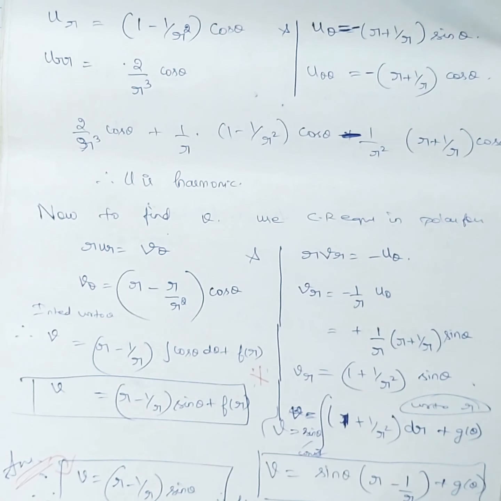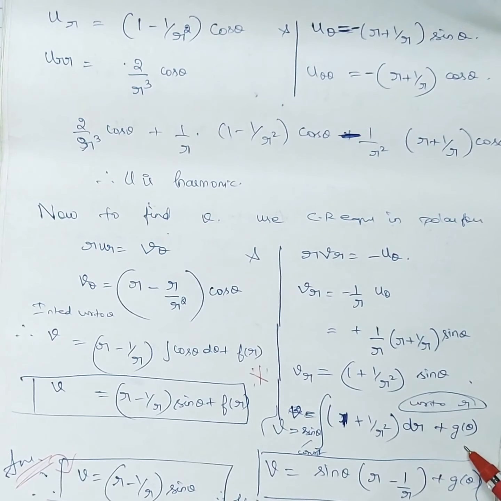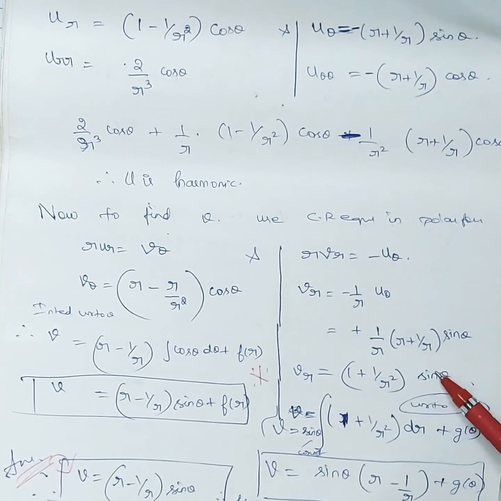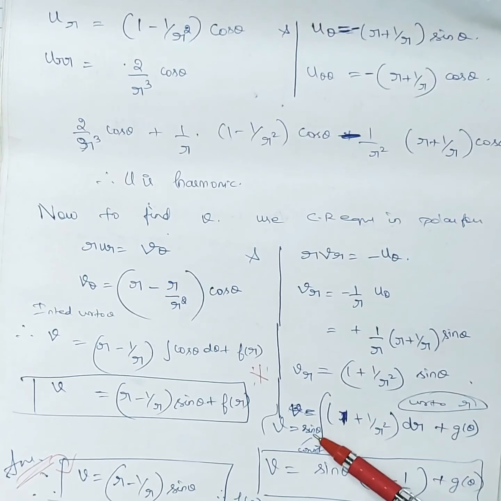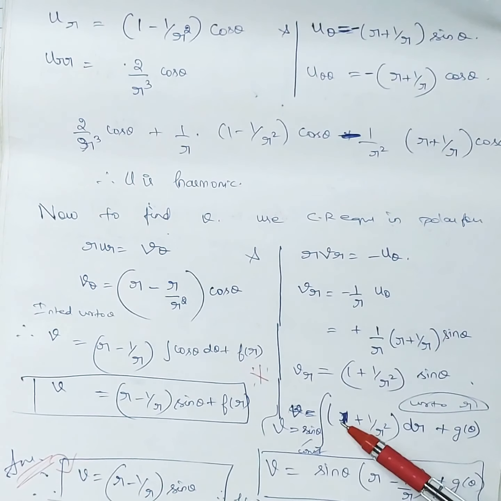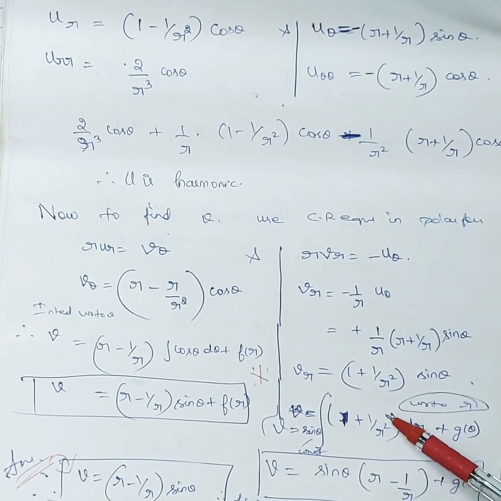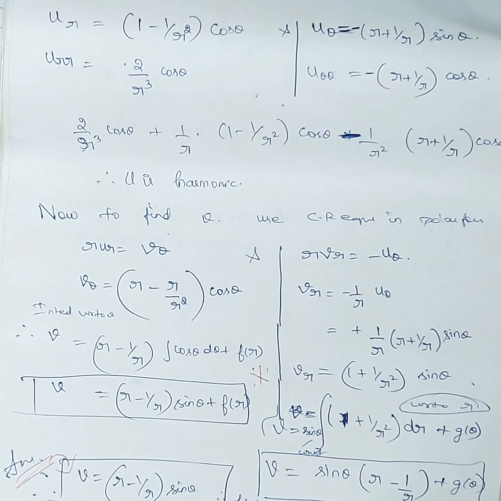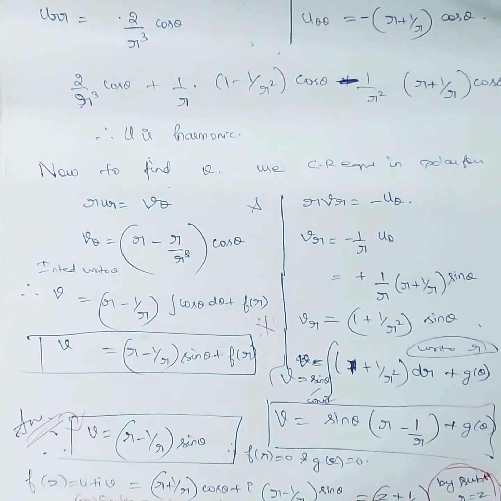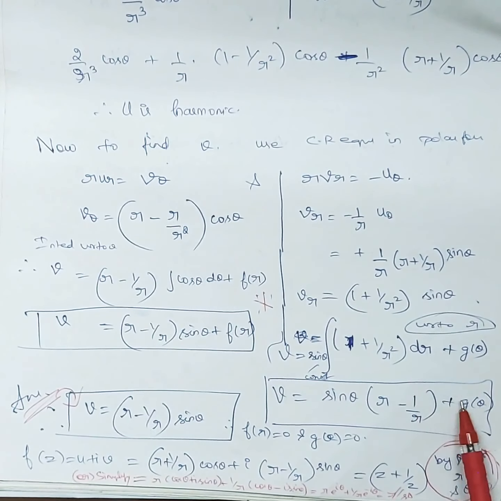So now we got V_r, we are going to integrate with respect to r, therefore add a function of theta here. With respect to r, sin theta is just a constant, so we have thrown it outside. So 1 plus 1 by r square dr we are going to integrate. Integration of 1 is r, and 1 by r square is r power minus 2, so r power minus 2 plus 1 by minus 2 plus 1. So we will get minus 1 by r. You can simplify on your own. This is very easy. So r minus 1 by r plus g of theta.